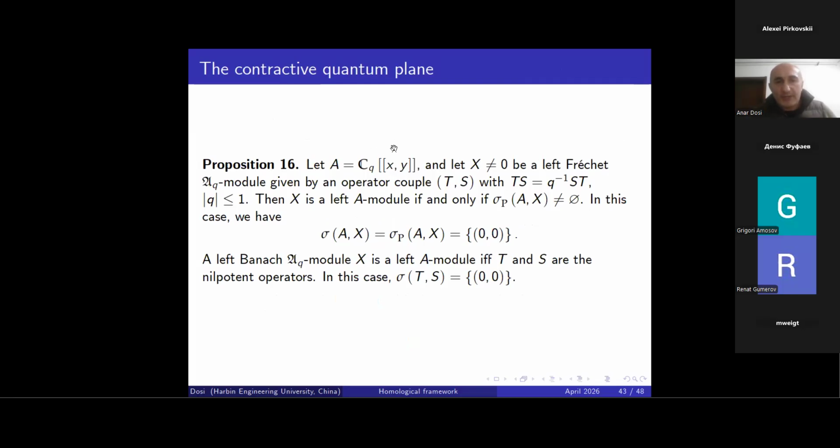Well, when you have a left module, that's quite easy to understand: this one has a continuous action of X if and only if both should be nilpotent operators. Again, the Taylor spectrum here is also the origin.